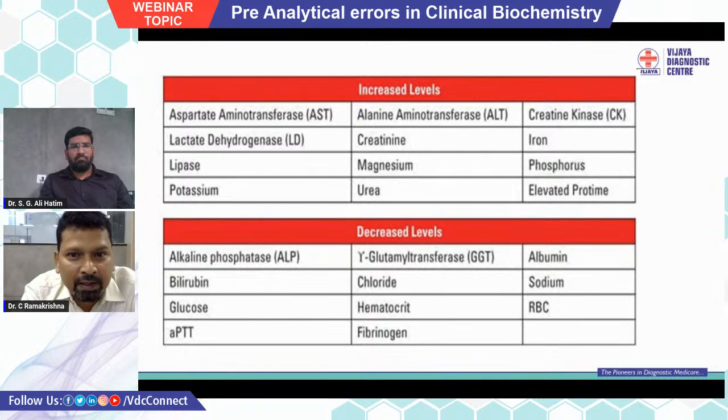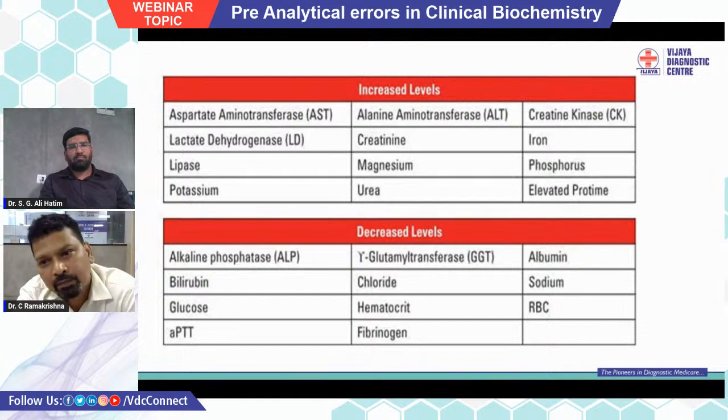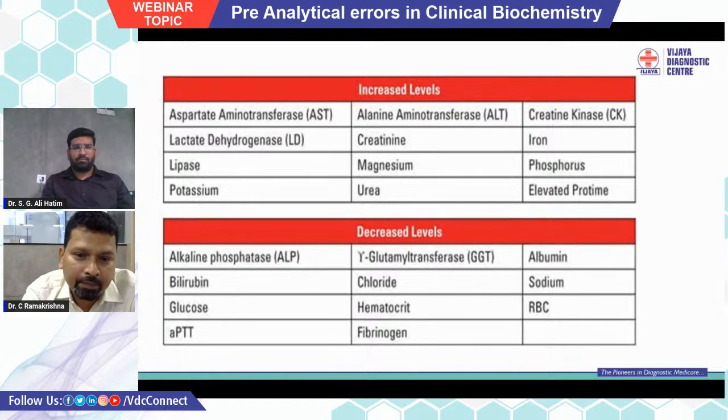What are the analytes which are altered at the time of lysis? Increased levels are seen in ALT, AST, lactate dehydrogenase, lipase, potassium, creatinine, magnesium, urea, iron, phosphorus, and elevated protein. And decreased levels are seen in ALP, bilirubin, glucose, GGT, chloride, fibrinogen, albumin, sodium, and RBC.